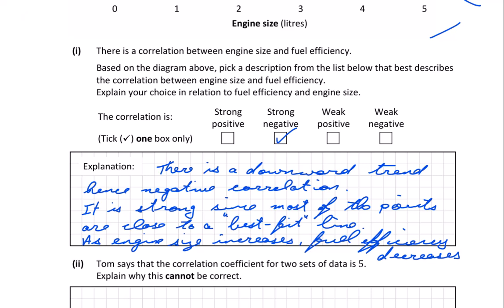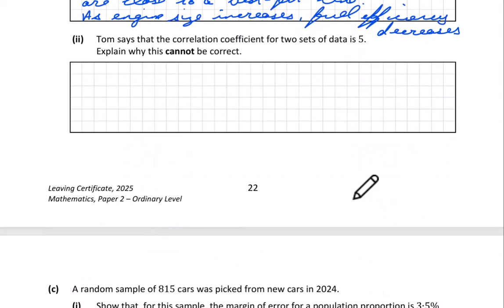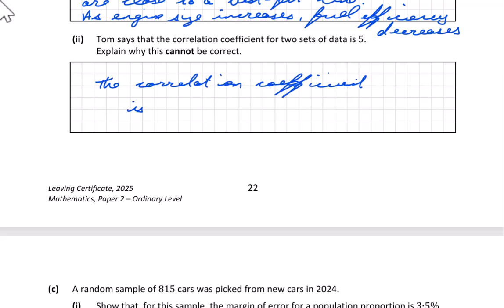Okay, next question then. Tom says the correlation coefficient between two sets of data is 5. Explain why this cannot be correct. Okay, so the correlation coefficient is from -1 to 1. 5 is outside this range.